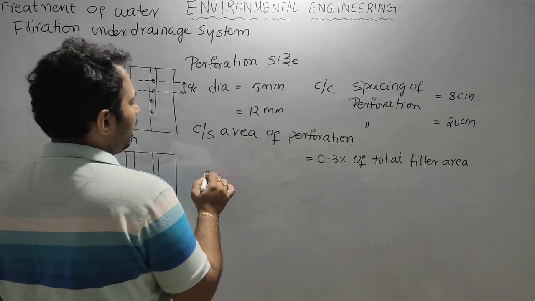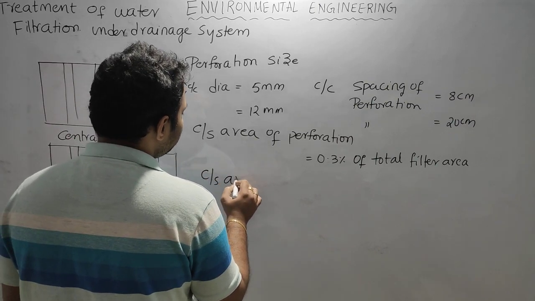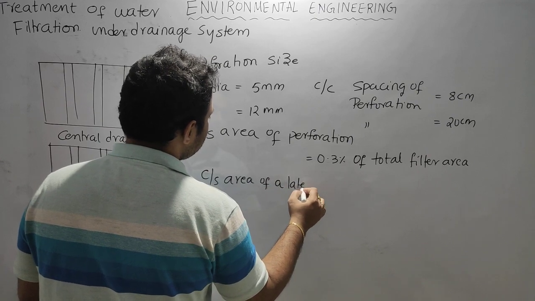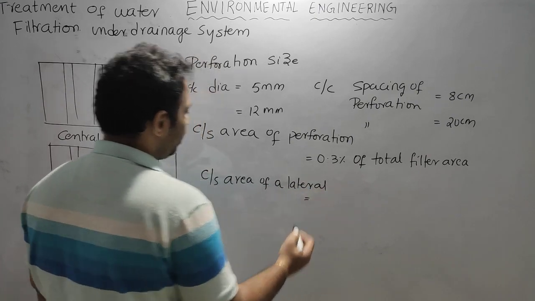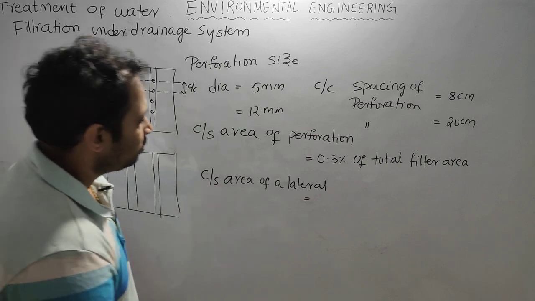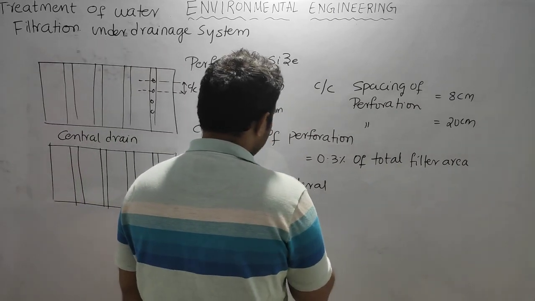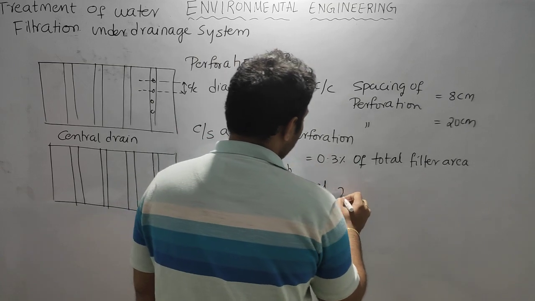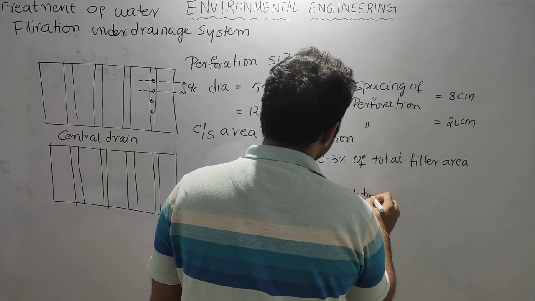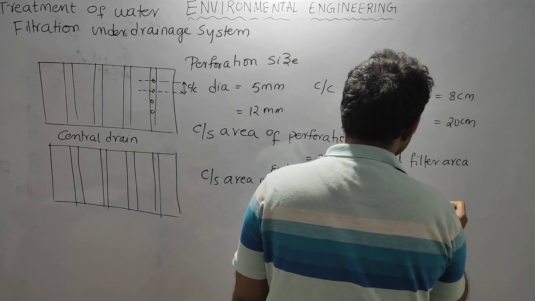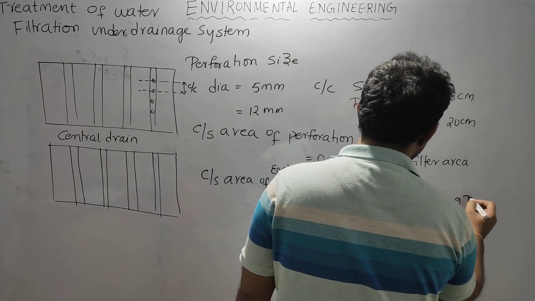Again, to design the lateral, the cross section area of a lateral is equal to 2 to 4 times the cross sectional area of the perforations of each lateral.